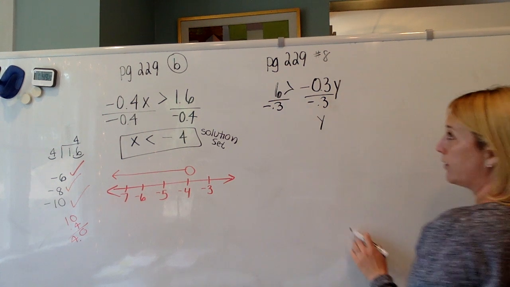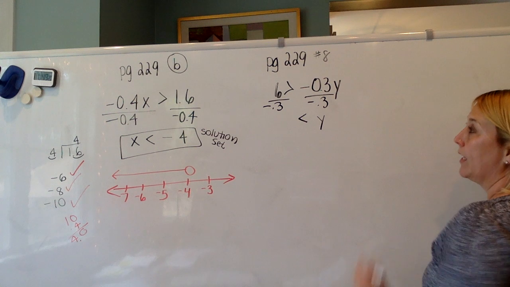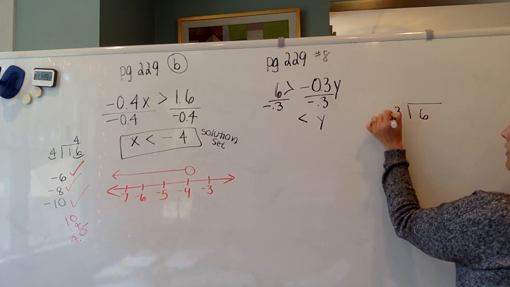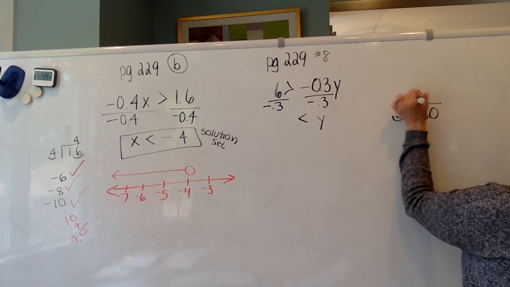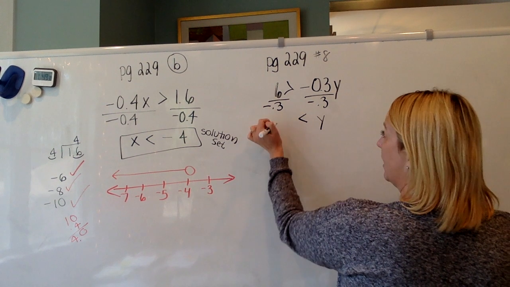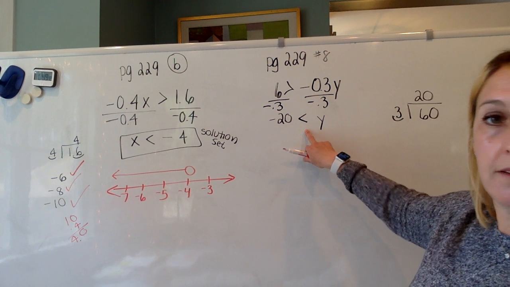Of course, because we're dividing by a negative, we need to flip our inequality. And over here, 6 divided by 0.3, well, I'm going to say that's 20. And it's a negative 20 because a positive divided by a negative is negative. So negative 20 is less than y.